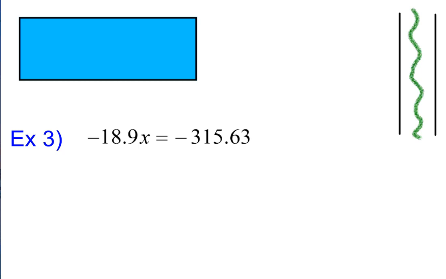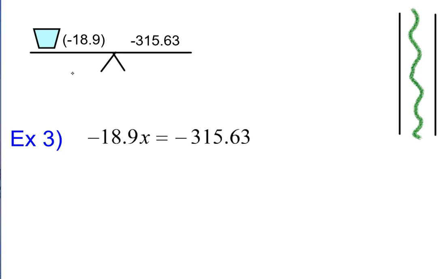Let's do a multiplying problem here. Here I have negative 18 and 9/10 multiplied times x, and that equals negative 315 and 63 hundredths. So once again, I'm looking at my diagram here, what I have. So if I'm multiplying by something, I want to divide to get rid of it. So if I'm going to divide this by negative 18.9, what happens when I divide something by a negative number? Or I should say just a number itself. I'm just going to divide by this 18.9.